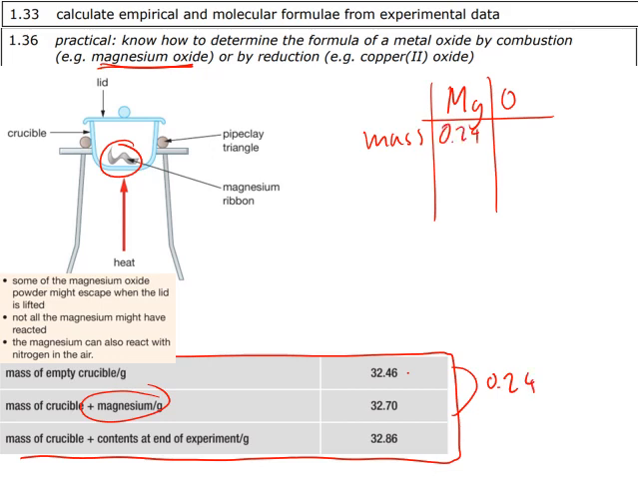And then the mass of the oxygen, that's going to be the difference between, so we've added magnesium here and we've weighed the difference. Then here, we've actually got the crucible plus magnesium oxide after the reaction. So the difference between these two values is going to give us the value of this oxygen here. And the difference here is 0.16. I'm just going to write it here.